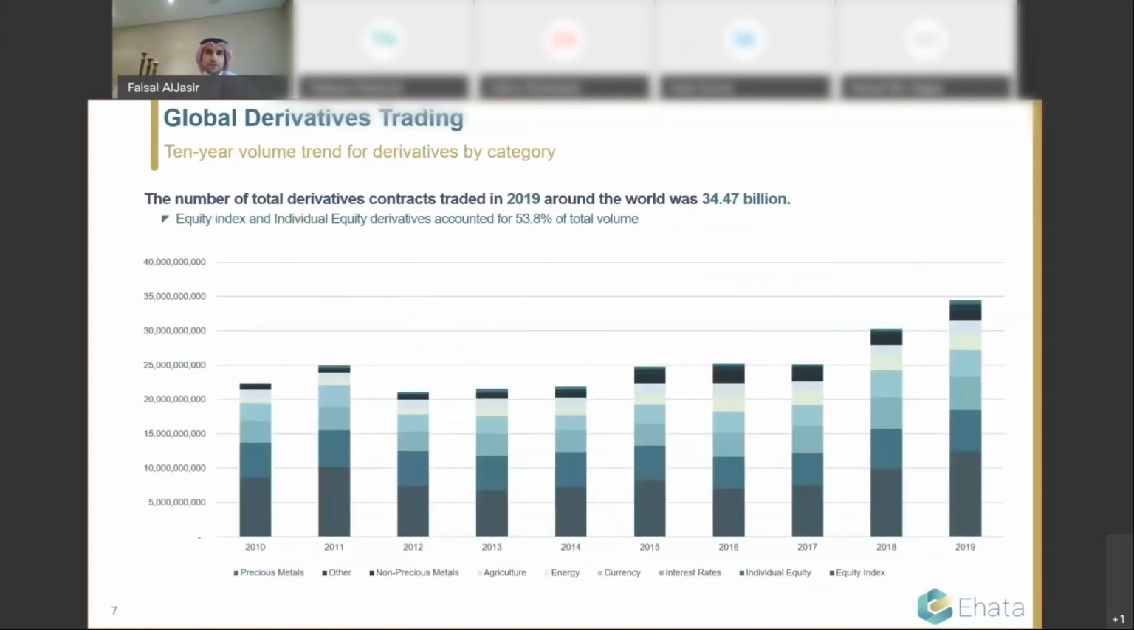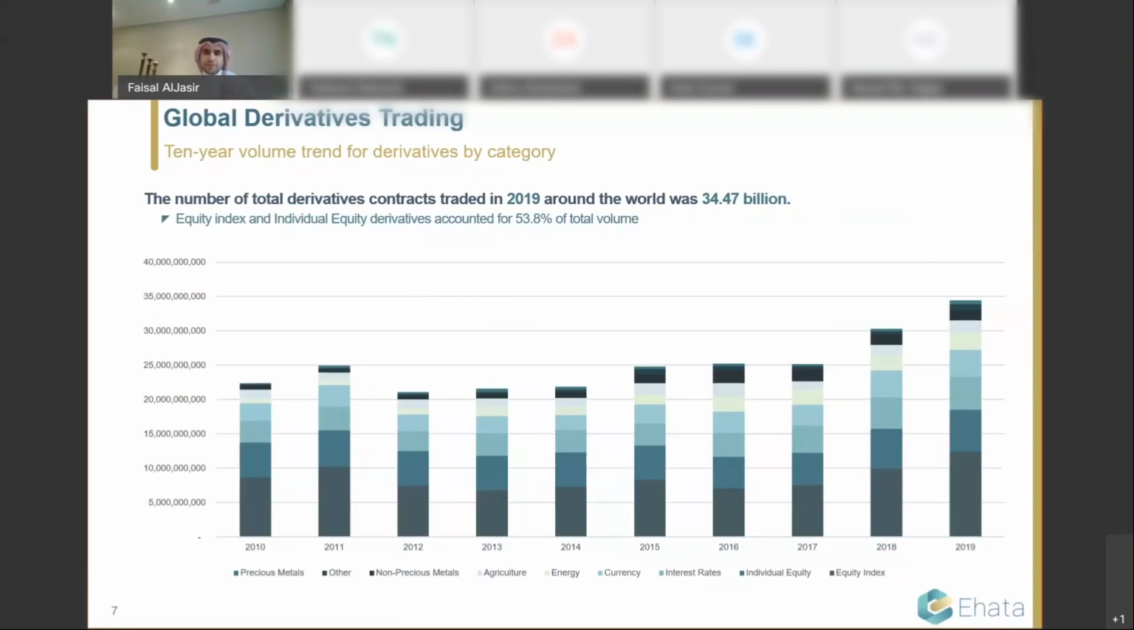So this is a look at global derivative trading in terms of exchange trading. Equity index and individual equity derivatives accounted for 53.8% of total volume, i.e. number of contracts, in 2019. So that gives you a sense of the number of contracts we're talking about here. It can be equity indexes, currency, energy. As you can see here, the size of every exposure and the number of contracts that is aligned with it.